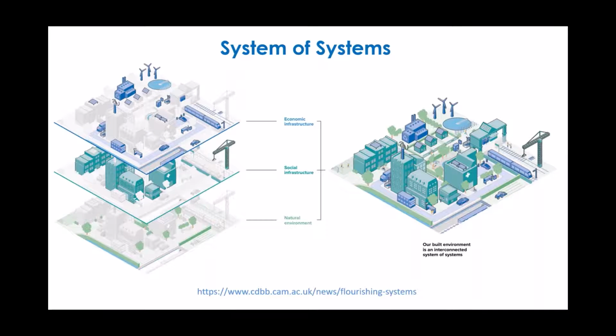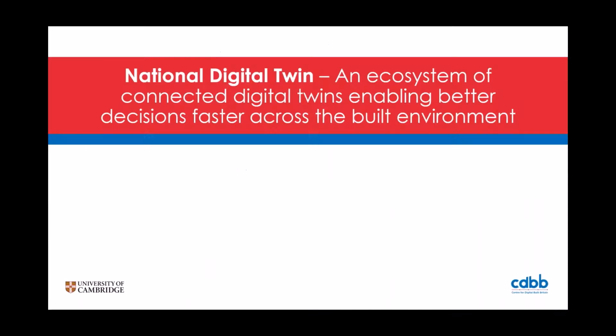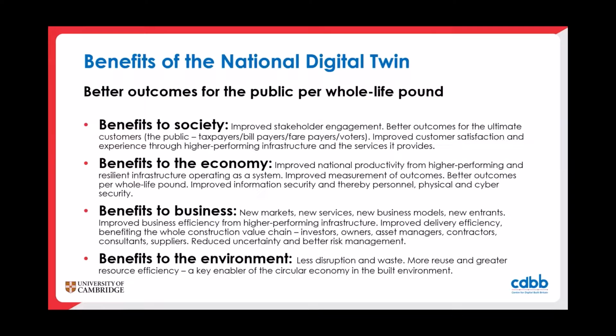And CDBB has recently published a report called Flourishing Systems, which emphasises that we need to be thinking about the natural environment, the social and economic infrastructure, and that construction is just a small part, and we need to be able to work with other sectors as an interconnected system of systems. So the National Digital Twin is an ecosystem of connected digital twins, enabling smarter decisions faster across the built environment. And the benefits, very much in parallel to BIM as well, are to society, to economy, to business, and to the environment.